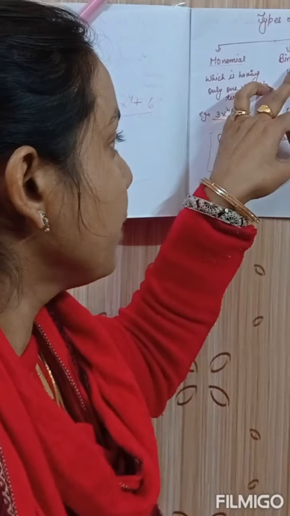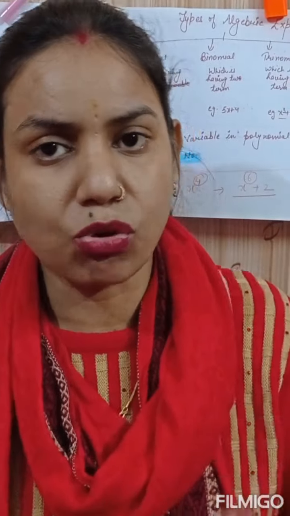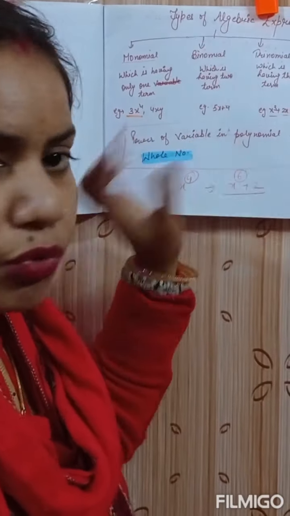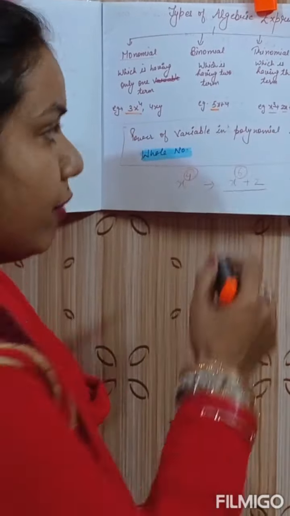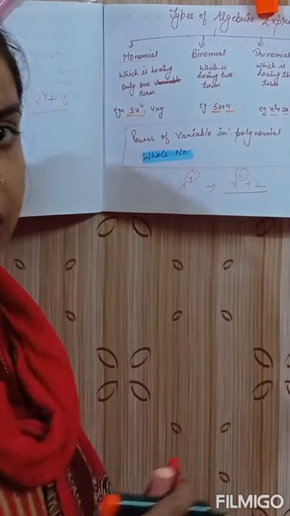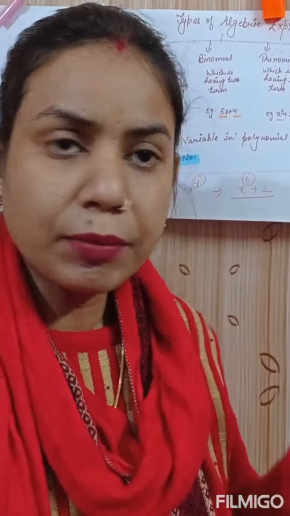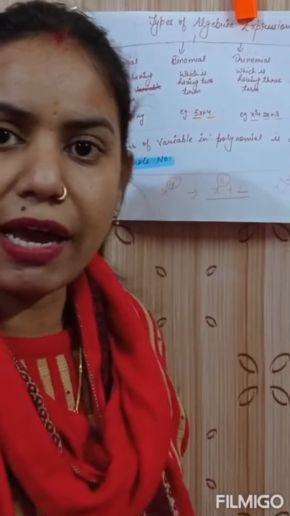And binomial, where bi means two. That means it contains two terms. An expression which contains two terms is called a binomial. For example, 5x plus 4. Here 5x is the first term and 4 is the second term. So these two terms are combined together, so this type of expression is called a binomial.